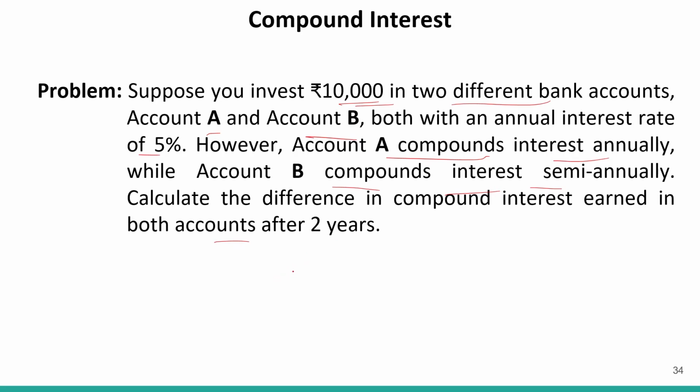So what we can do is find A2 and B2, let's say. So this will be 10,000 into 1 plus.